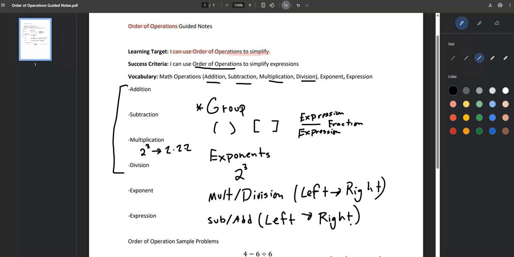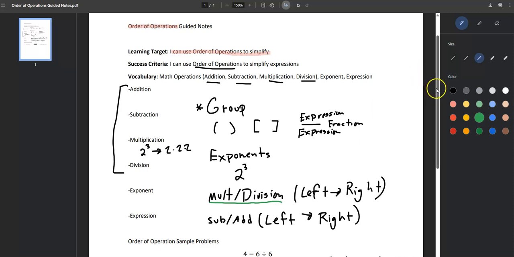We're going to do that within each of the groupings. Once I'm done with the groupings, I just take my string of numbers and do my exponents, multiplying, dividing, adding, subtracting. It's really important to understand that multiplying and dividing are done simultaneously. It's not multiply then divide. It's multiplying and dividing together, working left to right.